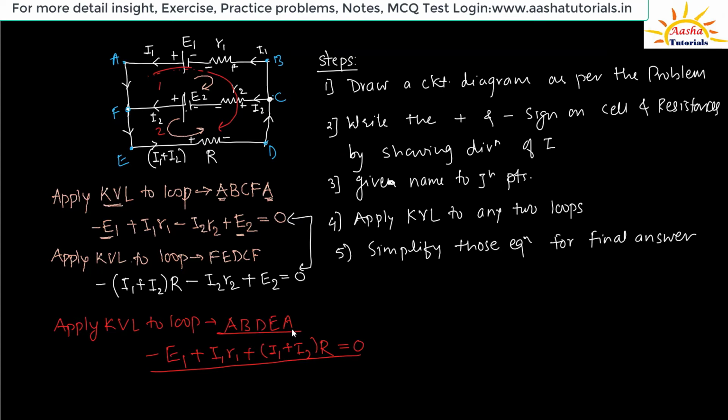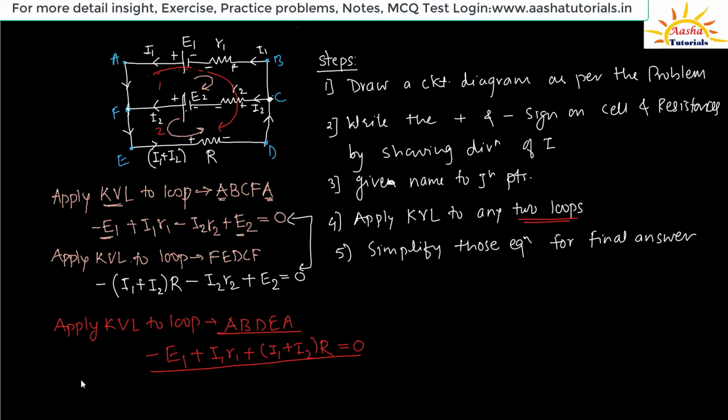So this way we can write the equations by using Kirchhoff's voltage law. Once we write these equations for any two loops, we can solve them to find I1, I2, or I1 plus I2, or sometimes EMF or unknown resistance, etc. So I hope you understood Kirchhoff's current law and Kirchhoff's voltage law.